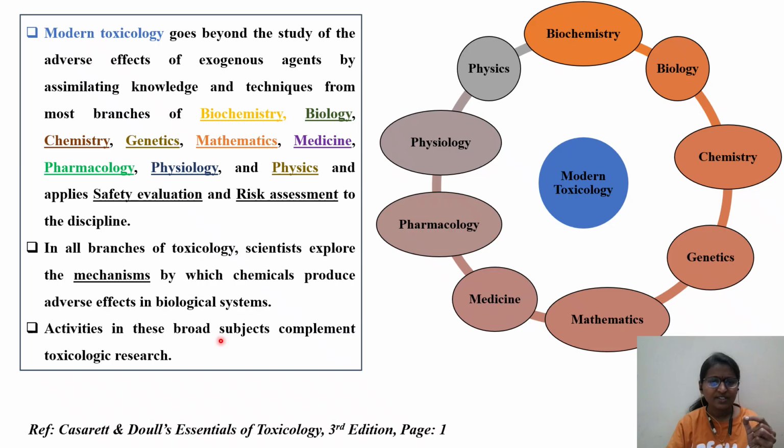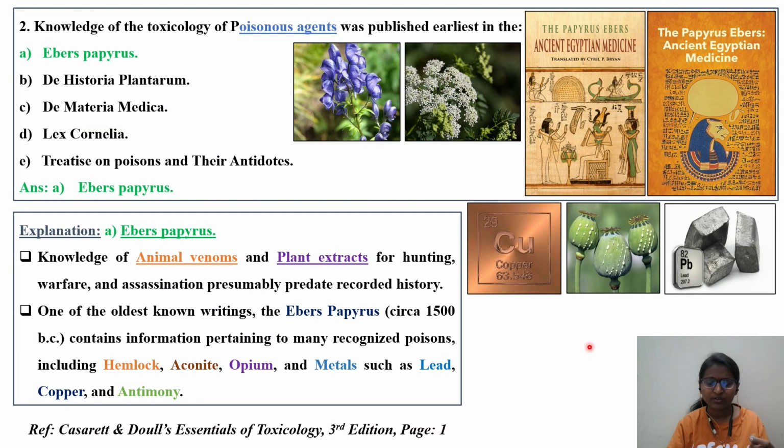Next, activity in these broad subjects complements toxicology research. So these are the various branches because of which assimilation turns into modern toxicology. Next, go to the next question.